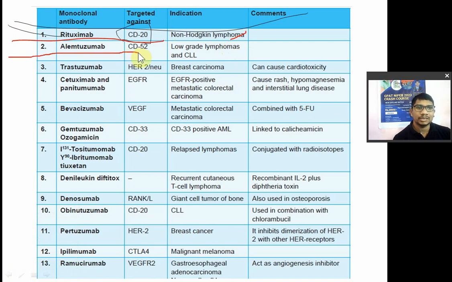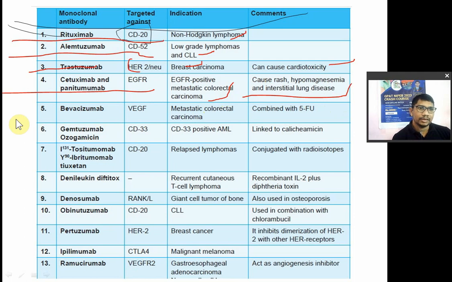Alemtuzumab is against the CD52 cell, used in low-grade lymphomas and chronic lymphoid leukemia. Then trastuzumab, a monoclonal antibody against HER2, human epidermal receptor 2 neu, useful in breast carcinoma, and it has an adverse effect of cardiotoxicity. Trastuzumab can cause cardiotoxicity. Cetuximab and panitumumab are against the epidermal growth factor receptor. They are used in epidermal growth factor receptor positive metastatic colorectal carcinoma. इसमें यूज किया जाएगा उसका. What are the adverse effects? Rash, hypomagnesemia, interstitial lung disease.